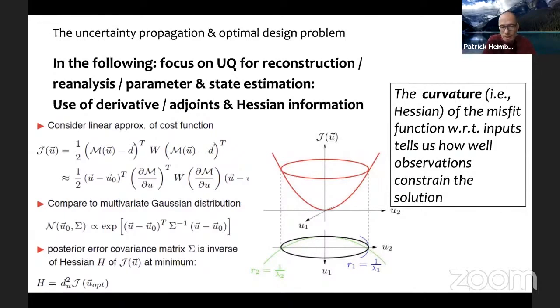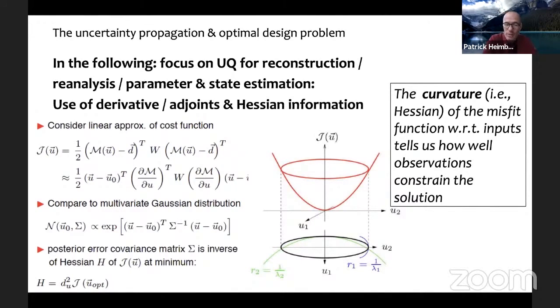We can tie this curvature information, called the Hessian, to the inverse of the posterior error covariance, and that leads to yet another very powerful way to do uncertainty quantification, where we can estimate how new observations, or different types of observations, allow us to constrain or reduce the prior error covariance to generate posterior error covariances.